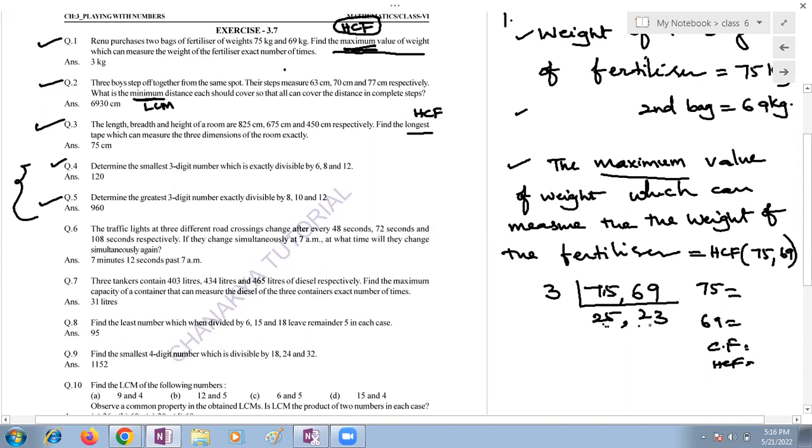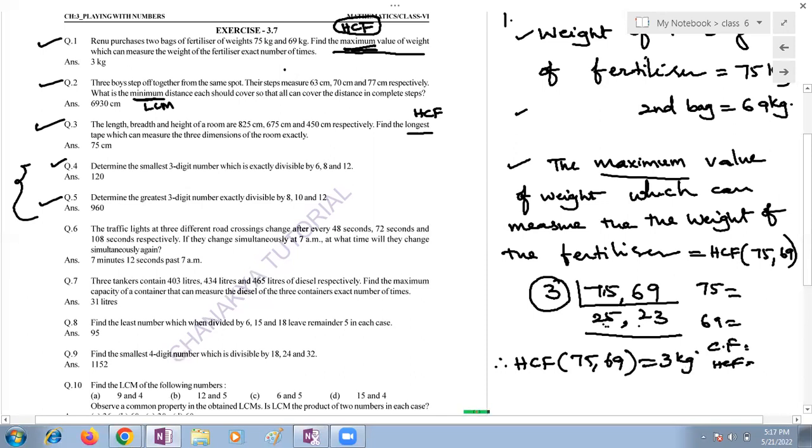Why? Because 23 is a prime number. A prime number has only 1 and 23 as its factors, whereas 25 is a composite number that has multiple factors: 1, 5 and 25. But 23 is a prime number, so there is no common factor. The only commonly divisible number was 3. Therefore, HCF of 75 and 69 is equal to 3.